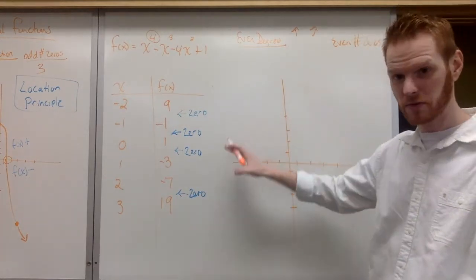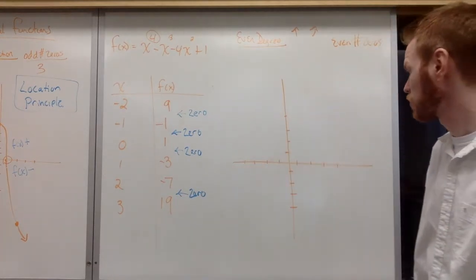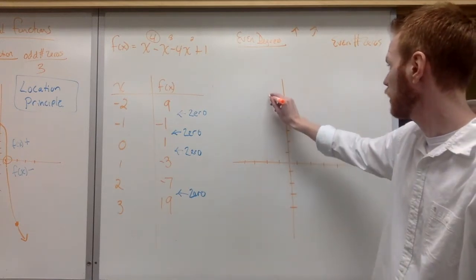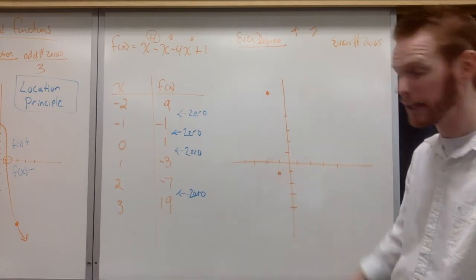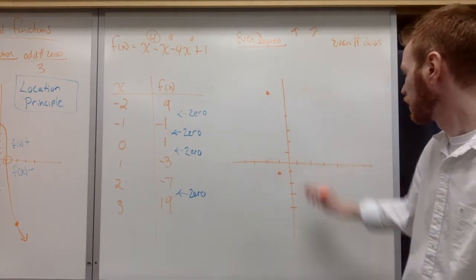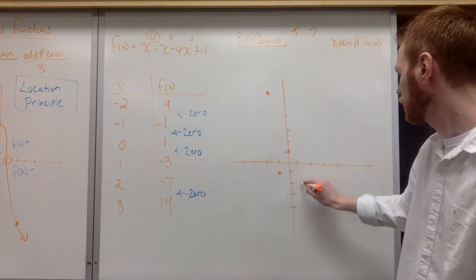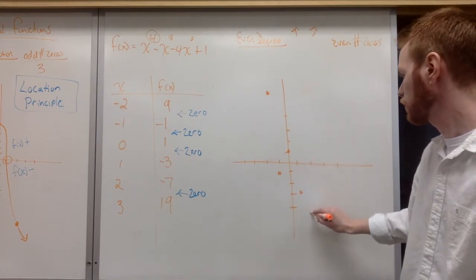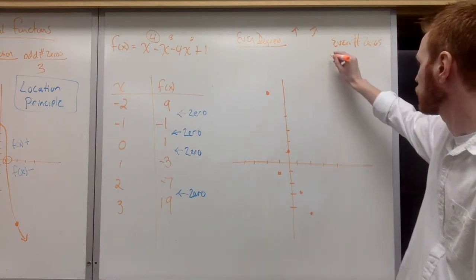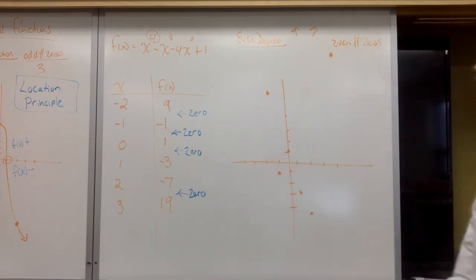And once again, a rough sketch, just to give us an idea of what this looks like. So -2, 9, we could say is up here. -1, -1. Let's see, 0, 1, 1, -3, 2, -7, and then 3, 19. There we go. So there's my points.